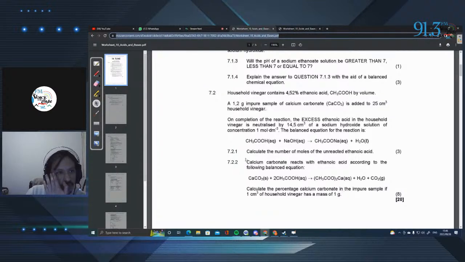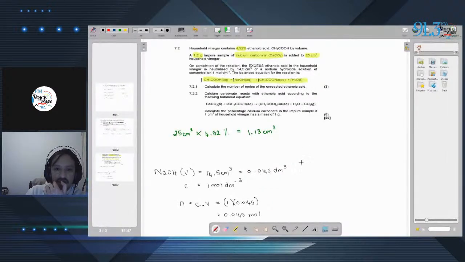Okay. So here's the tricky business going on again. So we know that, and I'll just write this here on the side so we don't lose it. This is 0.0145 mole. Right? This was the excess.